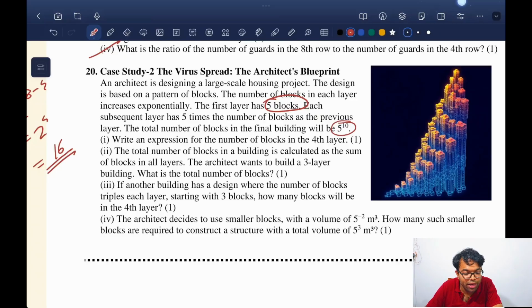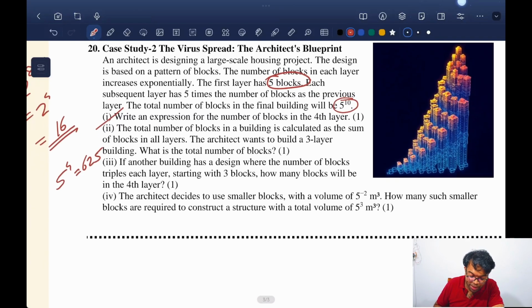Fourth layer में कितने होंगे? कितने blocks होंगे? 5 to the power 4 is equal to 625. करेक्ट. मगर तुम्हें एक्सपोनेंट की फॉर्म में लिखना होता है. ठीक है. ओके, ये करेक्ट है. The total number of blocks in a building is calculated as the sum of the blocks in each layer. The architect wants to build a 3-layer building.